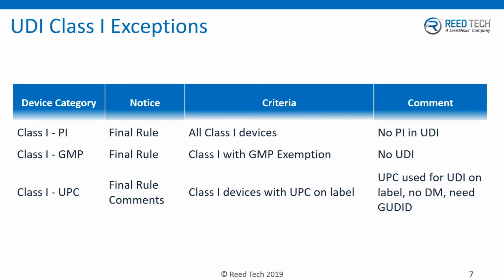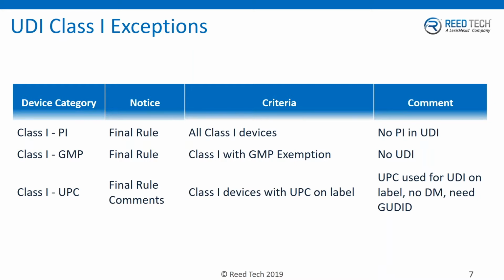And then now the part where everyone has been waiting for, the Class 1 exceptions. So notably, Class 1 devices do not need to display a production identifier on their device label. They are only required to display the device identifier. And then Andrew, can you explain a little bit what GMP exemption is?